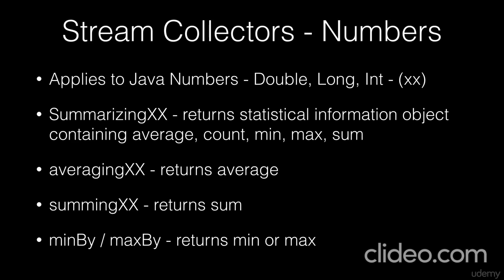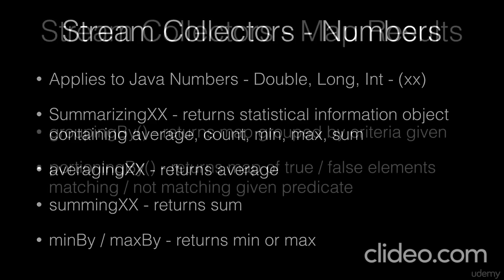And you can do a summarizing, and then this gives you a statistics object back. And this object is going to contain average, count, min, max, and sum of numbers. Or there are subsets of this, so you can just do averaging, summing, or min, max. So you have these different options there. If you don't need the whole stats object, you have these more specific ones.